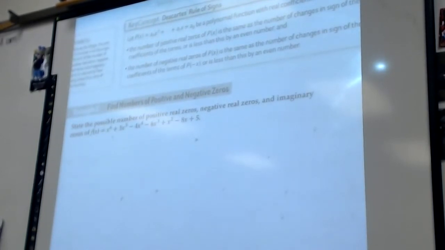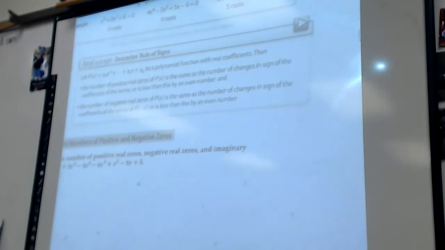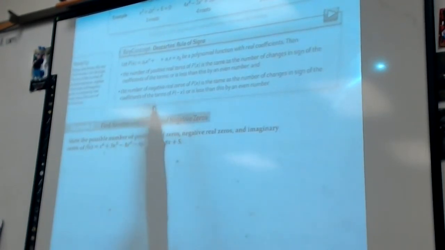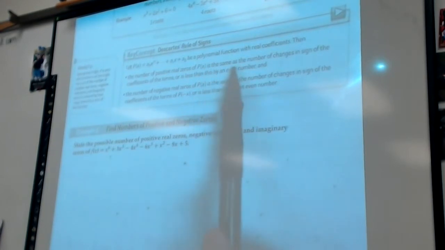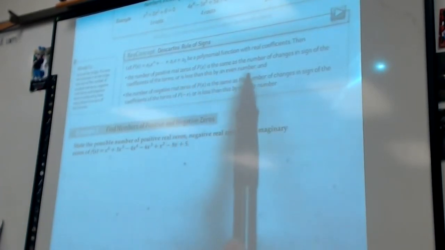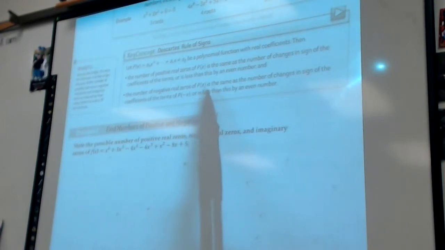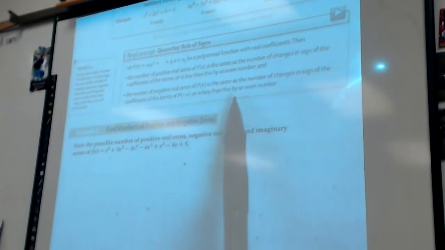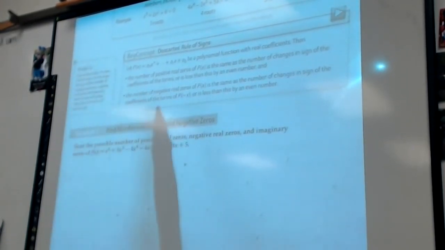So Descartes came up with this rule of signs. And his rule of signs will help narrow it down. So the rule of signs is a means to an end. It's a strategy to help you find roots. So the number of positive real zeros of the function is the same as the number of sign changes, we'll talk about that in a minute, or less than that by an even number. The number of negative real zeros of a function is the same as the number of sign changes in p of negative x, or less than that by an even number. I know that makes perfect sense, right? You understand all that. And don't worry about this over here right now.